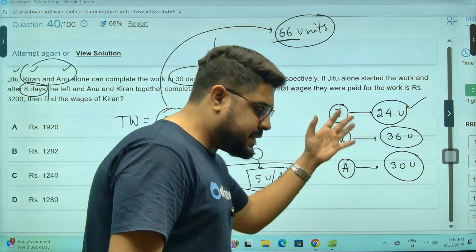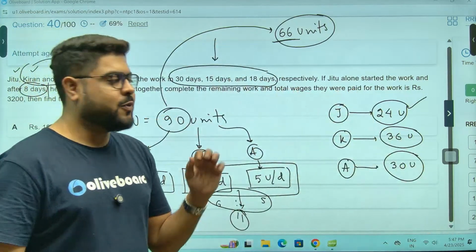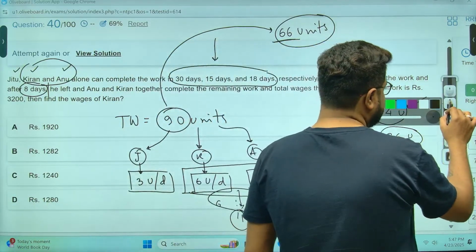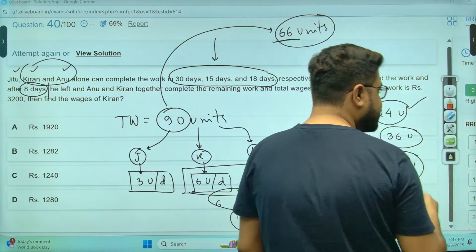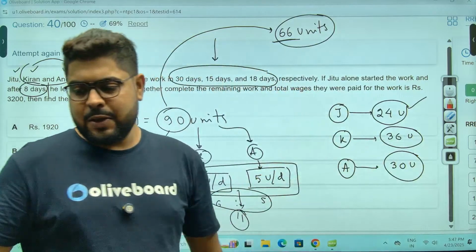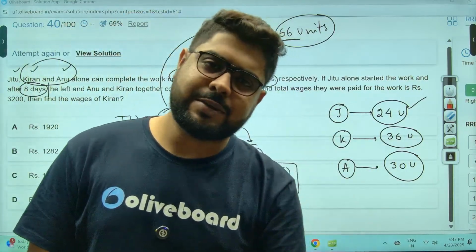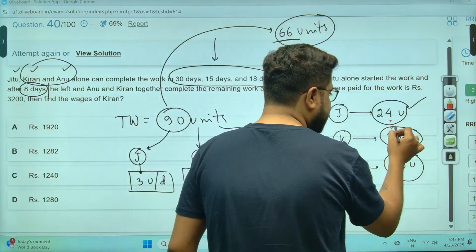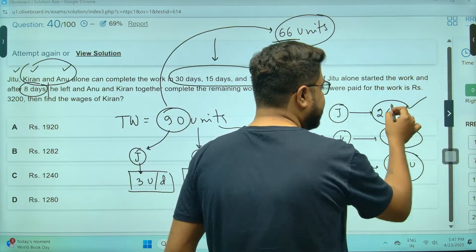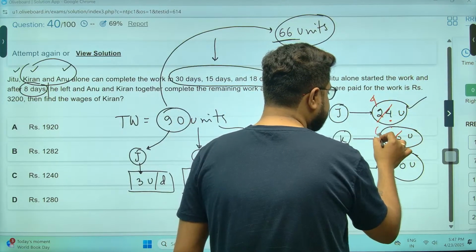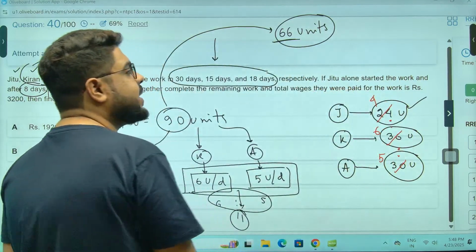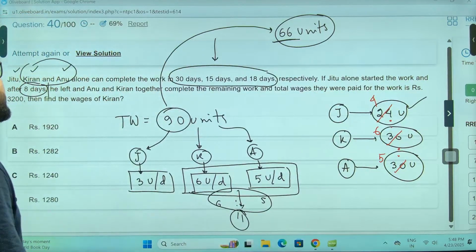And wage is always paid on the basis of work done. जिसने जितना ज्यादा काम किया उसको उतना ज्यादा पैसा मिलेगा. Whoever has worked more will get paid more. So this is exactly the ratio at which they will get paid. 6 fours are this, 6 sixes are this, 6 fives are this. So the wage will be distributed in this ratio 4:6:5.